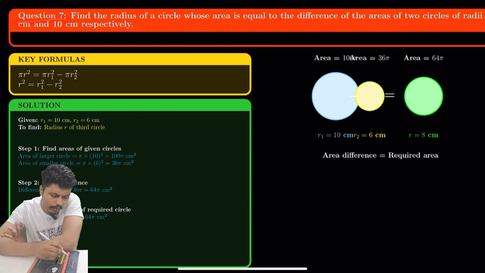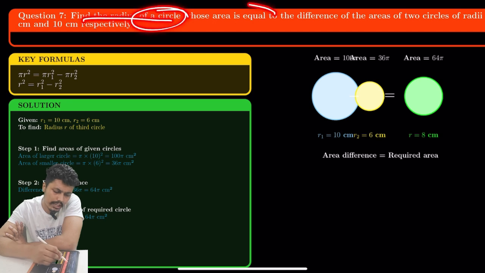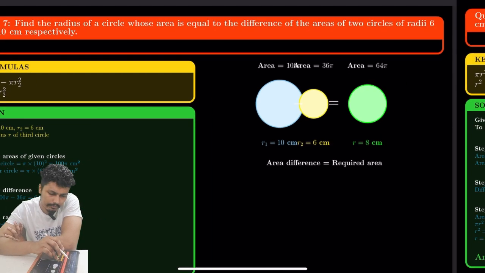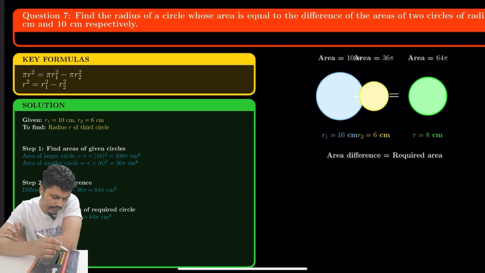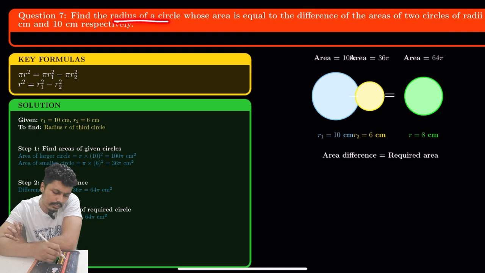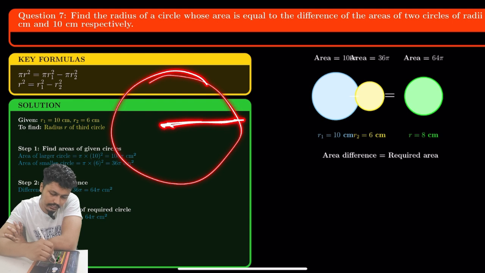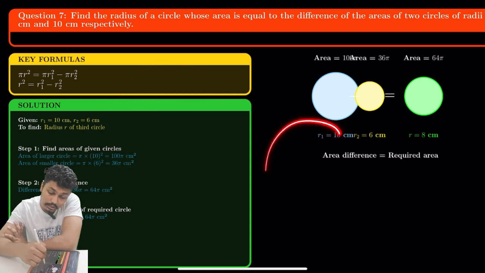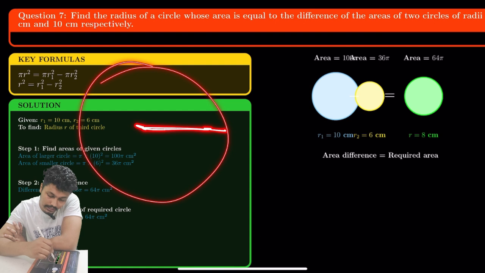Question number 7. Find the radius of a circle whose area is equal to the difference of the areas of two circles of radii 6 centimeter and 10 centimeter respectively. I need to find out the radius of one circle. There are three circles in total, and I need to find the radius of this one.